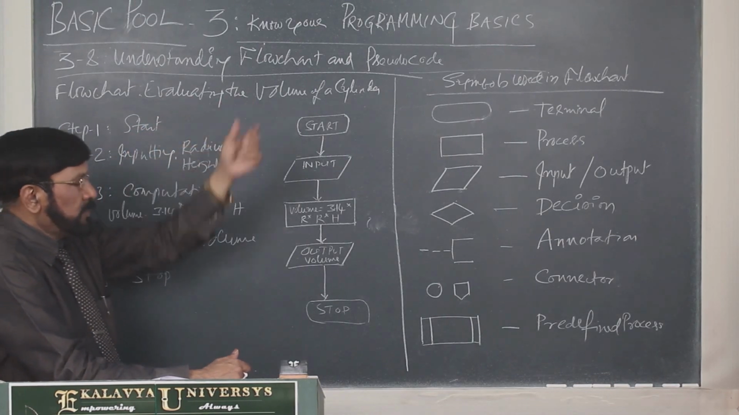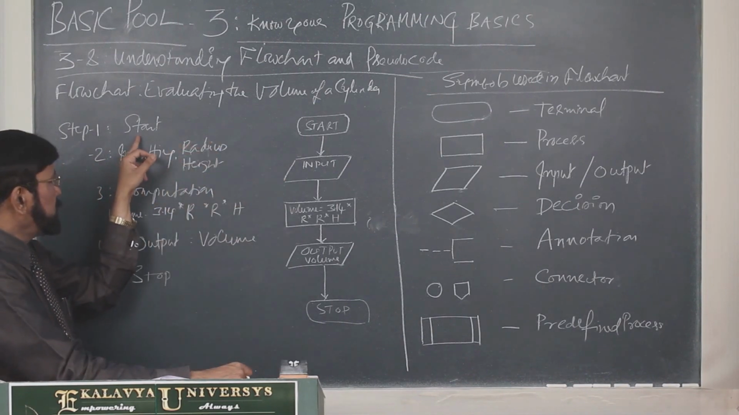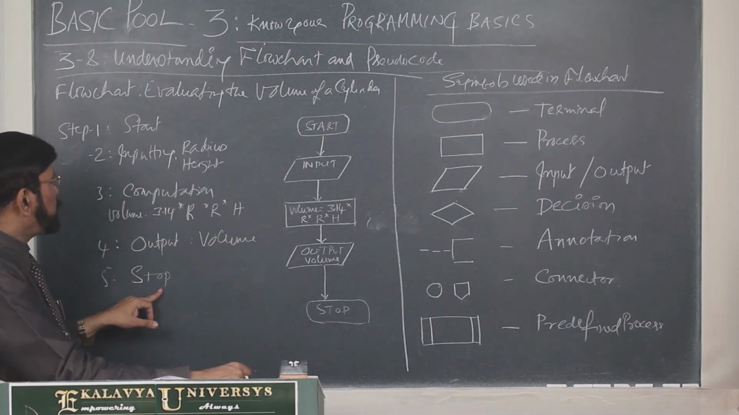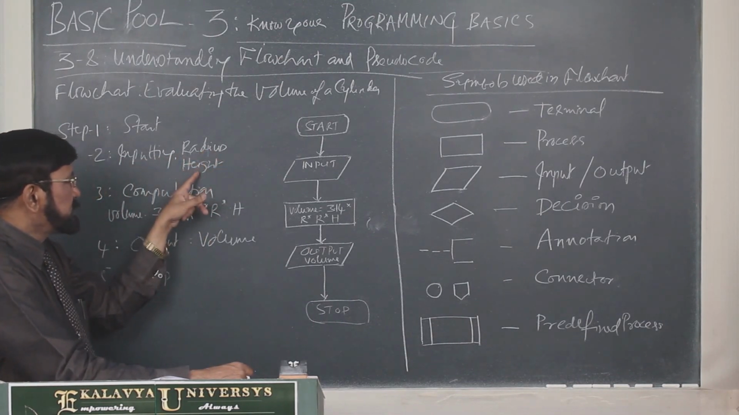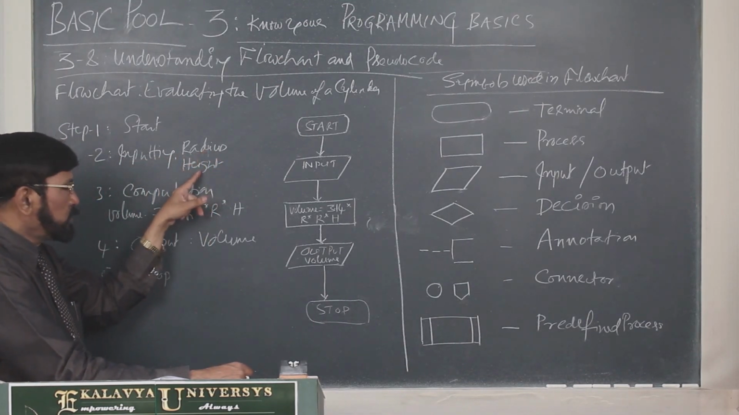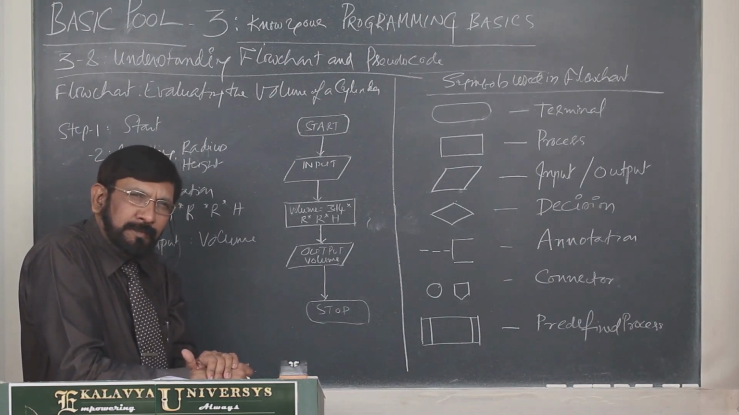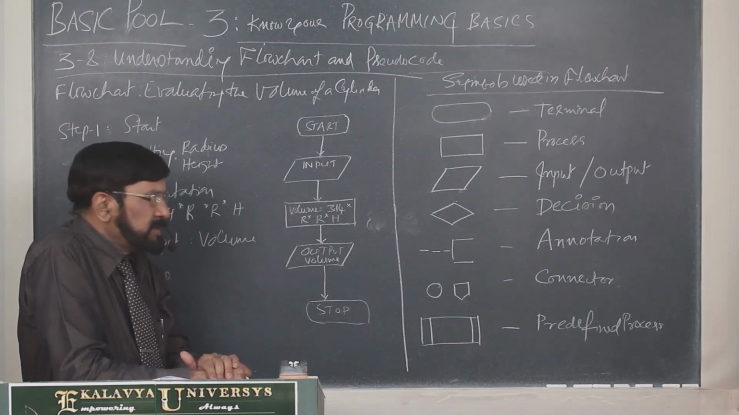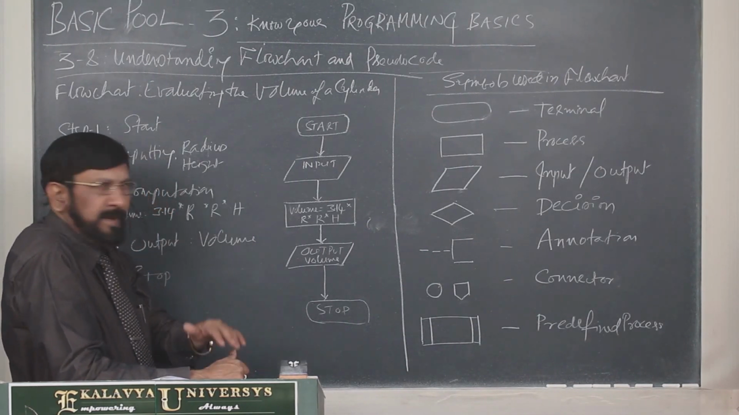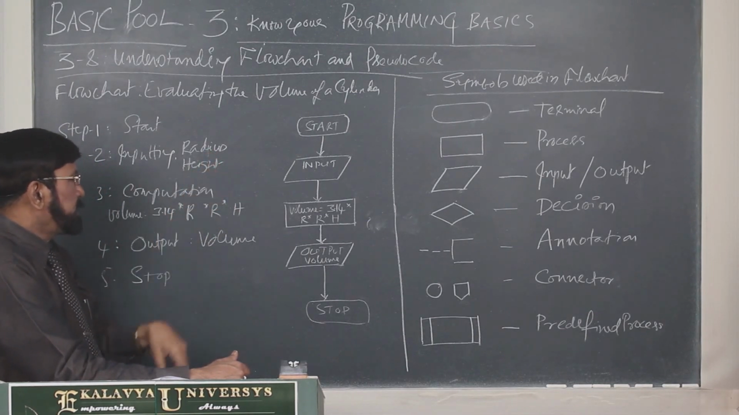Now, evaluating the volume of the cylinder. Already in a previous concept I explained this one. Start, stop. Thereafter, input values, radius and height. Input radius, because we want two values. What is the formula? Pi r square h. R represents radius, h represents height. So, we have to input radius and height.